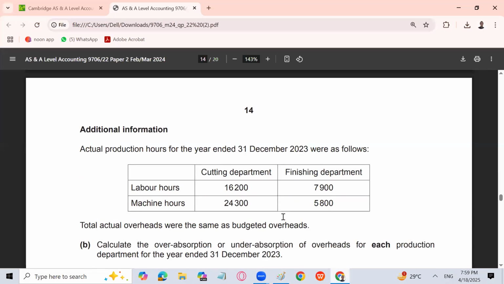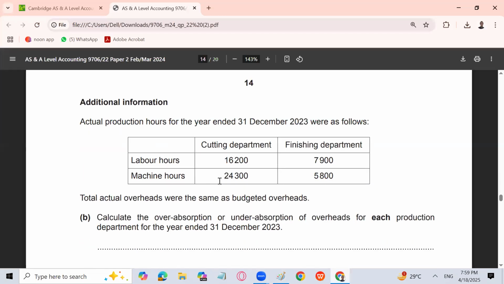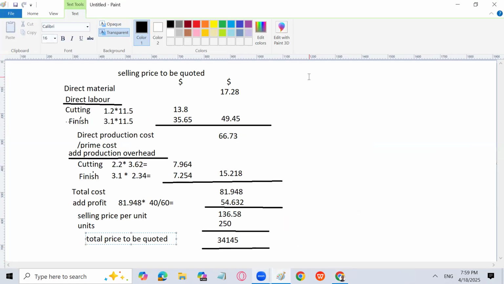So you calculated the revenue. Actual production hours for the year were as follows, and total actual overheads were the same as budgeted overheads. Calculate the over or under absorption. So let me calculate the over and under absorption. I will write actual overheads first, and I will compare it with the absorbed overhead cost.